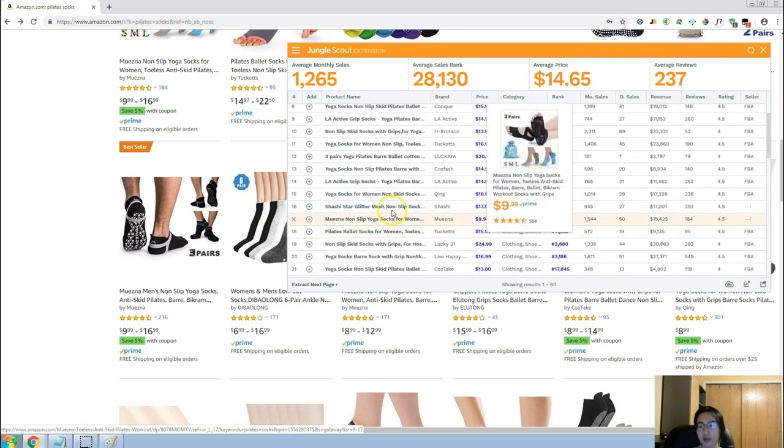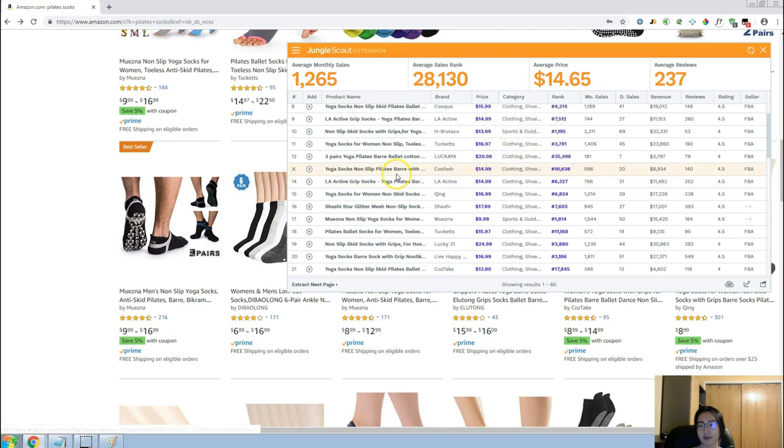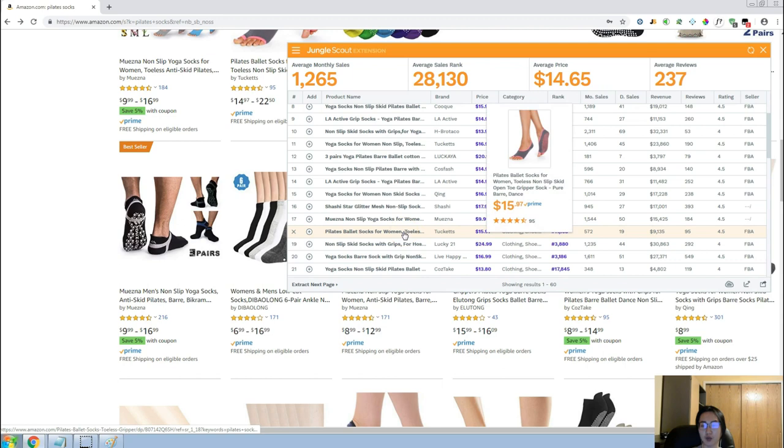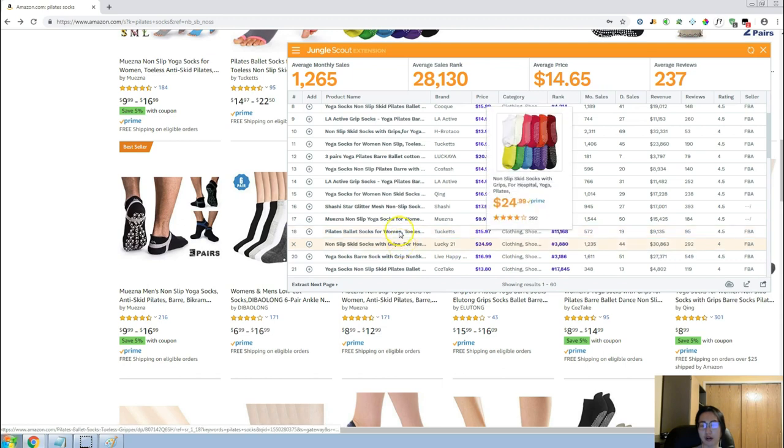You can do different colors, right? That's your product differentiation here. So I would definitely do the open toe stuff. I would mention somehow that it's sweat absorbent. Somehow say that it's sweat absorbent, and make it sweat absorbent.